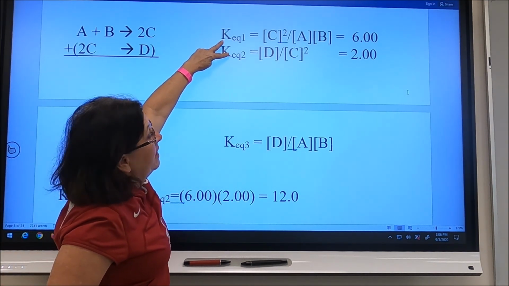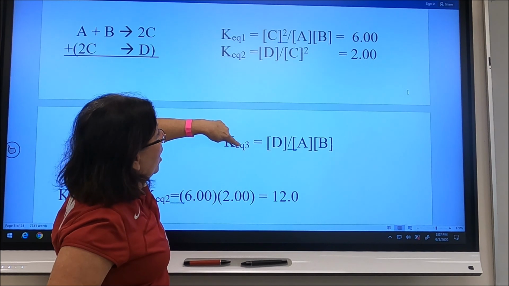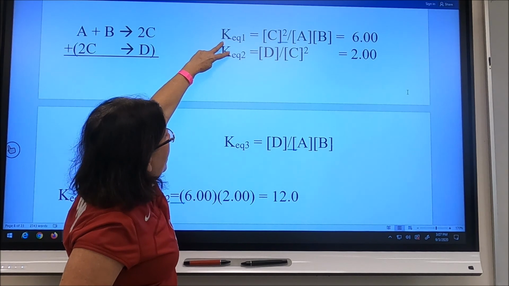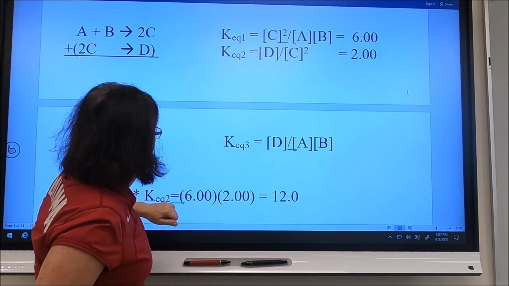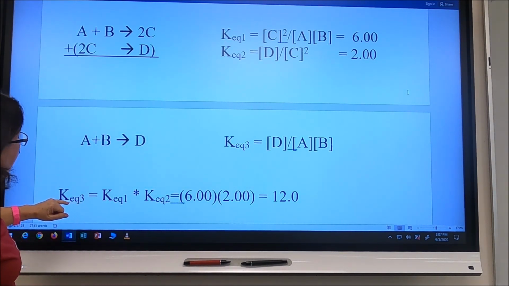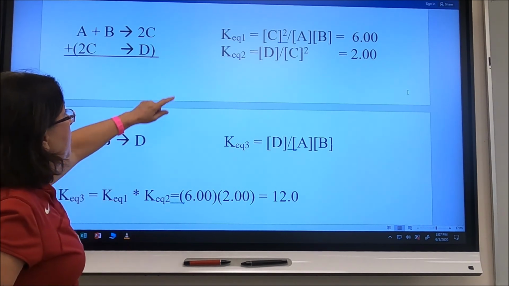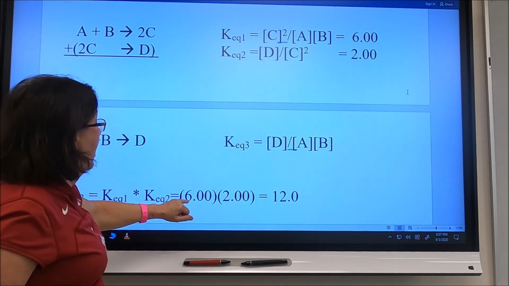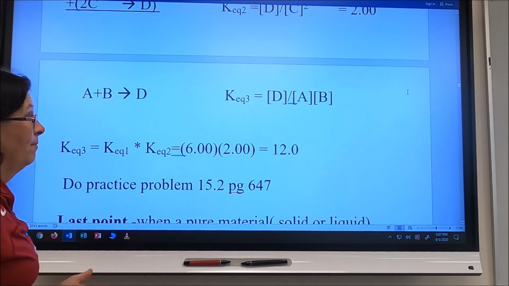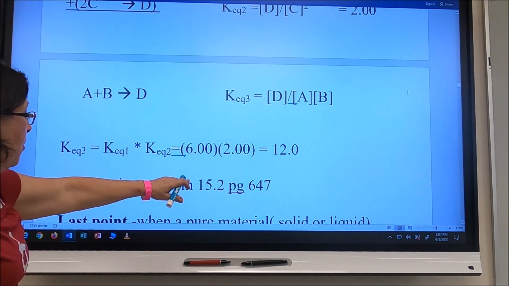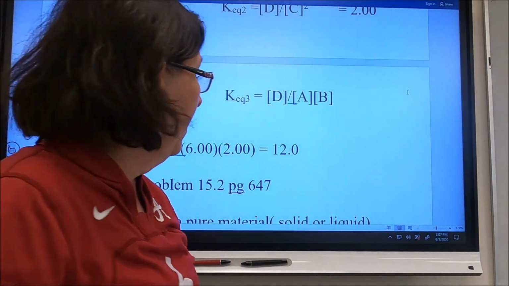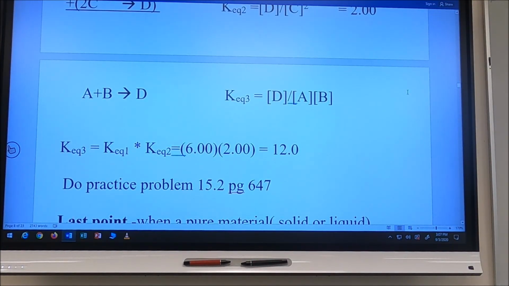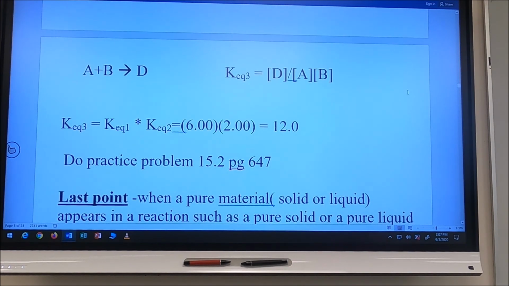If we look at combining these 2 together to get the bottom one, what we notice is that if you multiply these 2 equilibrium constants together, you get this. So that means our equilibrium constant 3 is equal to equilibrium constant 1 times equilibrium constant 2. So in this case, 6 times 2 would give me 12, which is cool. So we're going to look at practice problem 15.2 on page 647. Okay, so let's look at the practice problem.